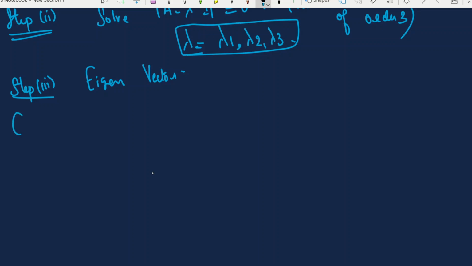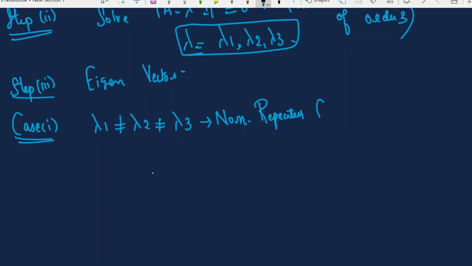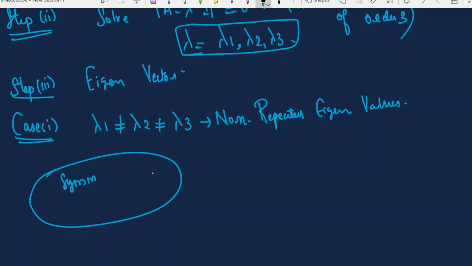Case 1: lambda 1 not equal to lambda 2 not equal to lambda 3. This case is said to be non-repeated eigenvalues. For non-repeated eigenvalues, whether your A is symmetric or non-symmetric, the condition is the same.